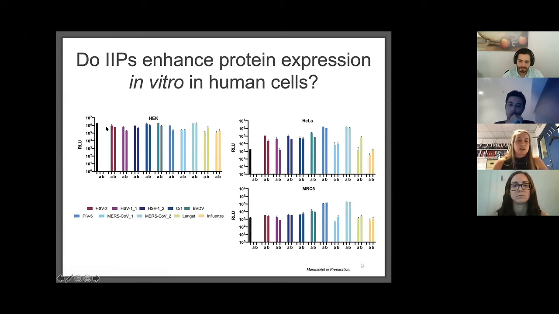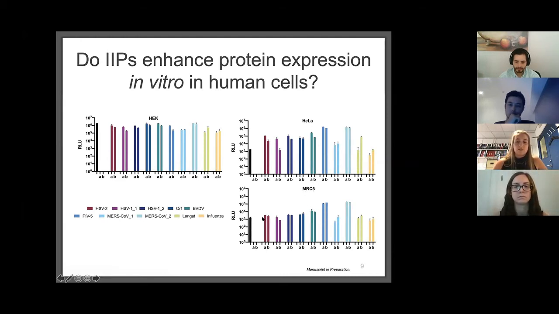You can see here in the HEK cells that they were all about the same as the wild type, but in the HeLa cells, a lot of them were a little bit higher than the wild type, and 2 in particular: the V protein from the PIV5 virus, as well as the ORF4A protein from MERS. We also noticed this in the MRC5 cells, which are really the most stringent way of testing this.